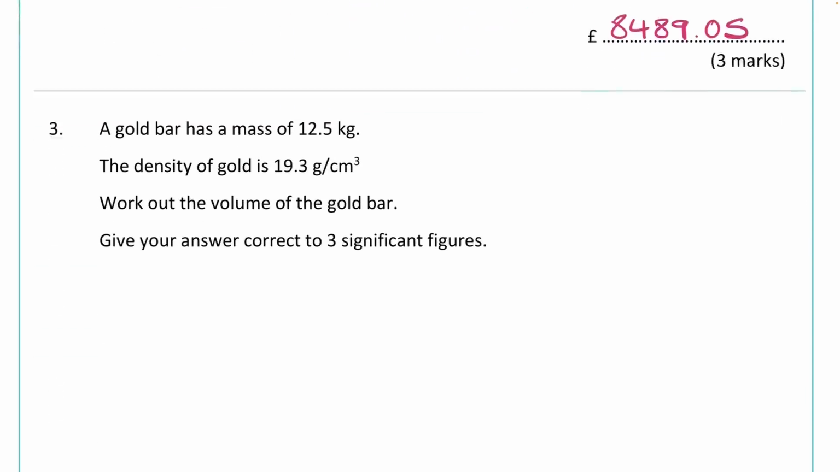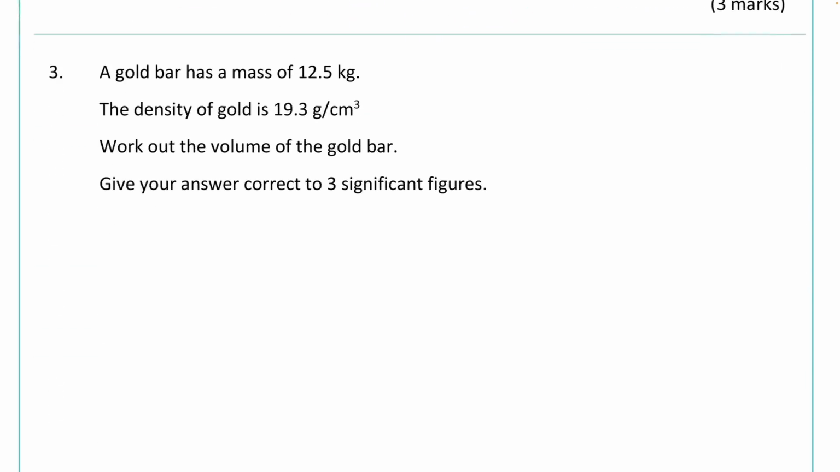Okay, so question 3. We have some density, mass and volume. Now you need to use your formula here. Density is equal to mass over volume, and you might also use a formula triangle. So density is equal to mass divided by volume.